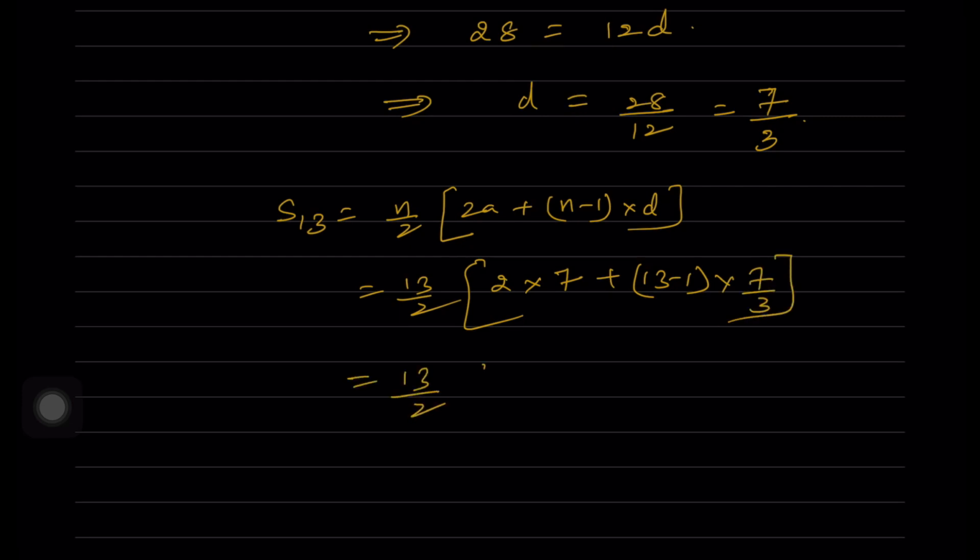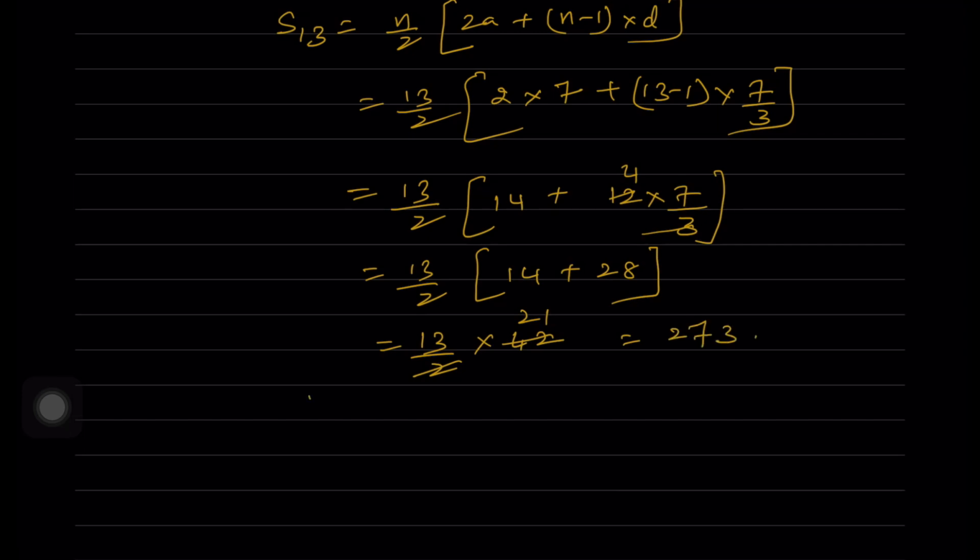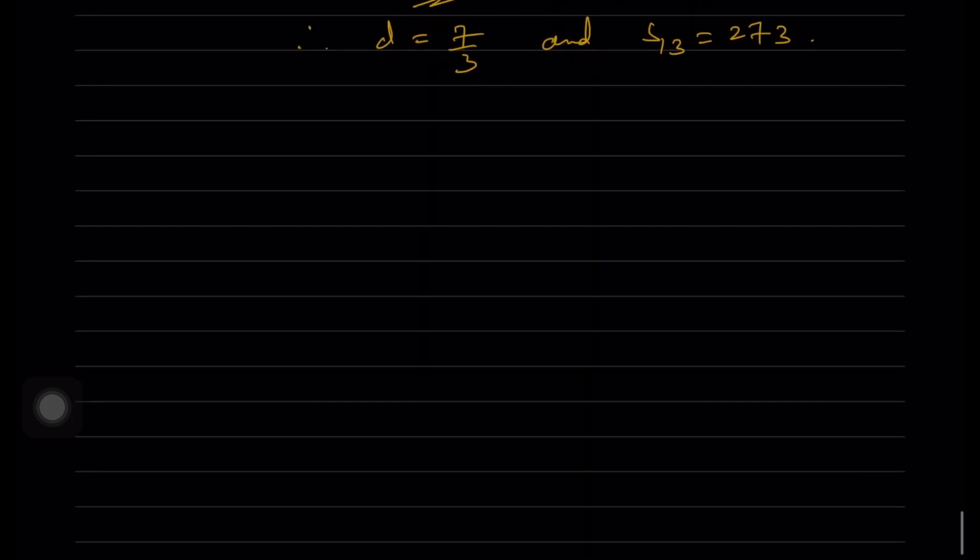So which is equal to 13 by 2 into 14 plus 12 into 7 by 3. So 3 fours are 12, you're going to get 13 by 2 into 14 plus 28, which is equal to 13 by 2 into 42. So 2 twenty-ones are 42, which is equal to 13 into 21, which is equal to 273. Therefore D is equal to 7 by 3 and S13 is equal to 273. Now going into the next, that is the third problem.